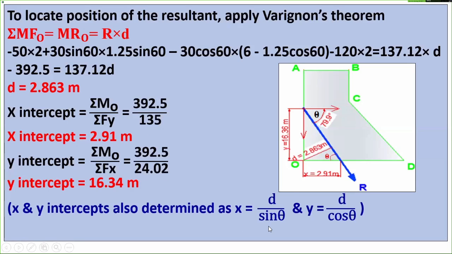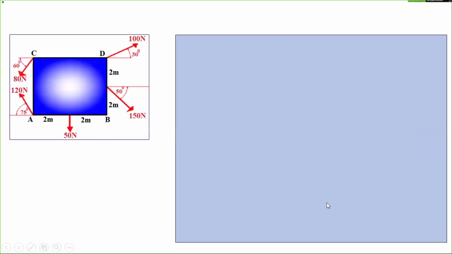Again, the alternate method that I already explained, you can find out by that equation. If this is the distance x, this is theta, you can find x is equal to d by sine theta, because sine theta is nothing but d by x. So this is the x-intercept. Similarly, y-intercept you can find out by that method also. You will get the same.